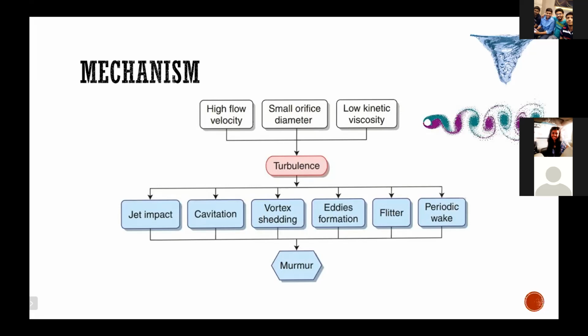And then a little into fluid dynamics, because of this turbulence, there are a few things which happen. For example, something called jet impact. Jet impact is when a high velocity jet of blood comes and hits the vessel wall or the chamber wall. It sets the vessel wall or chamber wall into vibrations, and it is these vibrations that we perceive as murmurs.